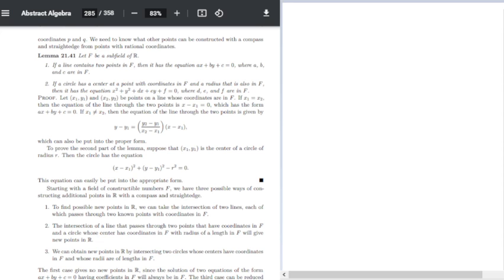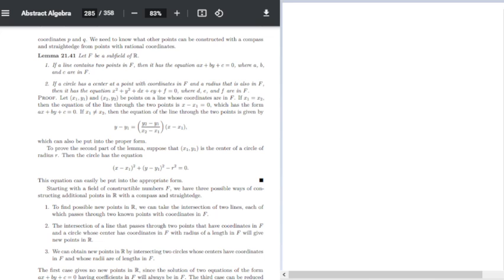1. If a line contains 2 points in F, then it has the equation ax plus by plus c equals 0, where a, b, and c are in F. 2. If a circle has a center at a point with coordinates in F, and a radius that is also in F, then it has the equation x squared plus y squared plus dx plus ey plus f equals 0, where d, e, and f are in F. Proof. Let (x1, y1) and (x2, y2) be points on a line whose coordinates are in F.